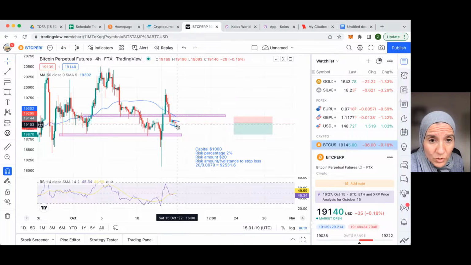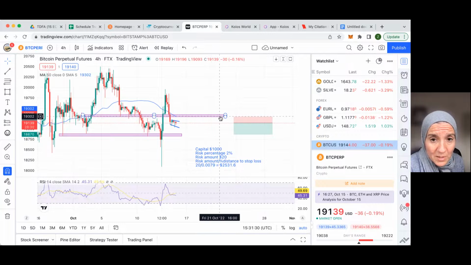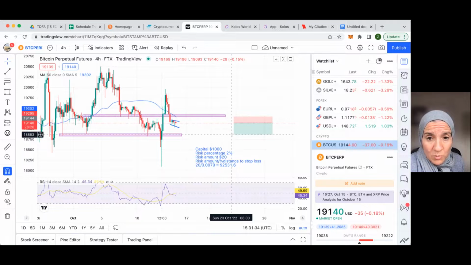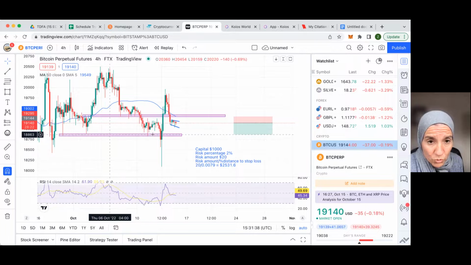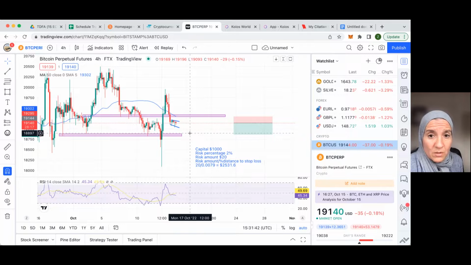At this line, actually, this line was a line of support here and here. I would expect maybe that it would be also, yeah, that's where I would place my stop loss. And the take profit would be here at this line of support also. I don't think it will go lower. So that's where I would place the take profit, short position.